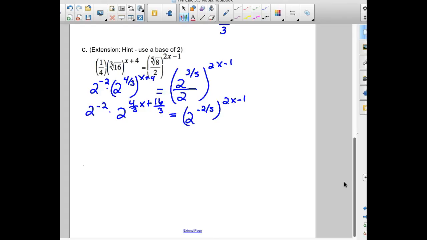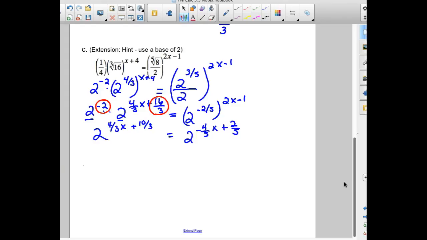And again, I'm going to have to distribute those powers. So we're going to have 2 to the negative 4/5 x plus 2/5. On the left side, we could combine these. We have two bases here that are both 2's, which means we can add the exponents. We can think of this negative 2 power here as being negative 6/3 and combine it with the 16/3 that we have here. So we end up with 2 to the 4/3 x plus 10/3.